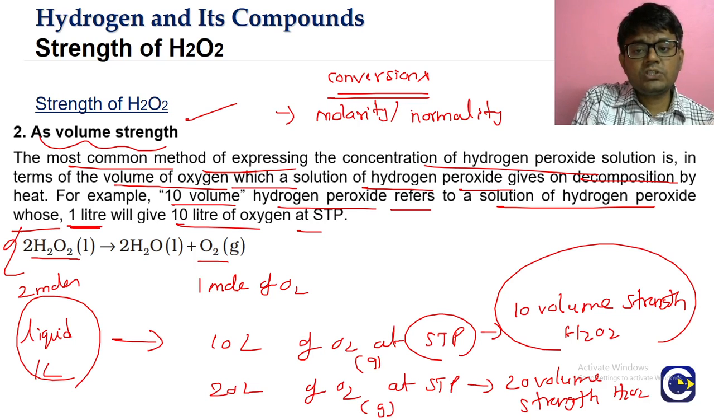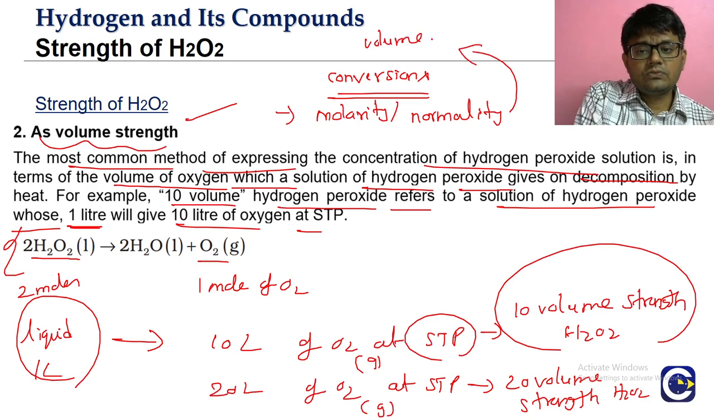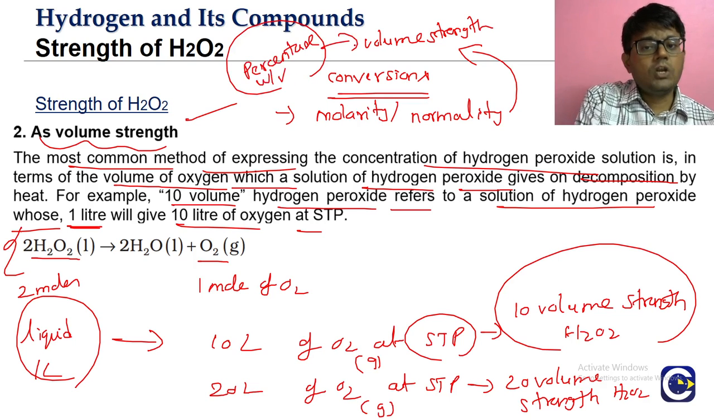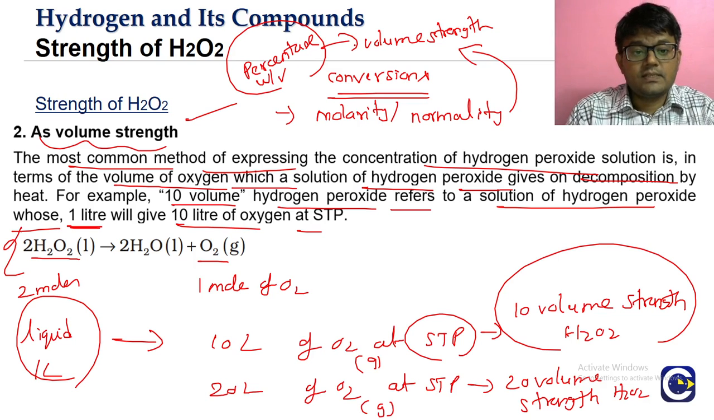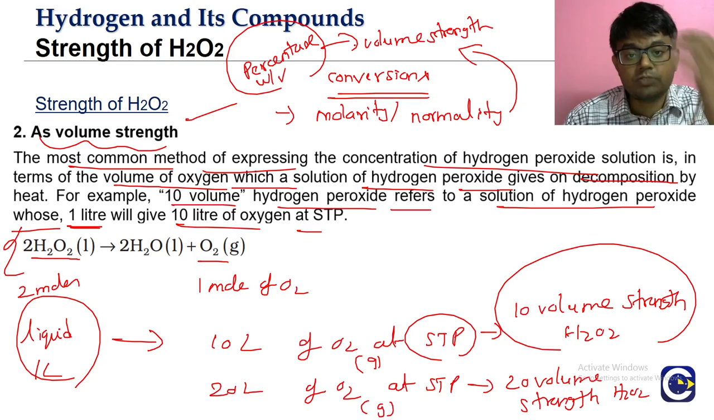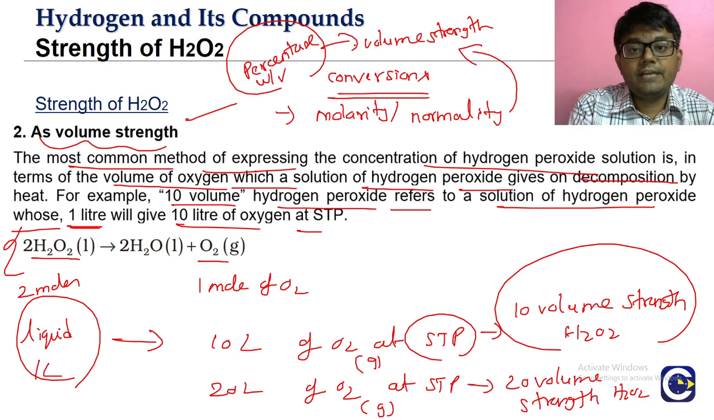So they will frame questions on converting this molarity or normality into volume strength, or converting the percentage weight by volume into volume strength, because as we said, volume strength is one of the most common measurements for indicating the strength of H2O2 solution. So we'll have conversion problems. How do you convert molarity or normality into volume strength? How do you convert percentage weight by volume into volume strength? Okay, so we are going to see how we will do the conversion. So we'll do one by one.